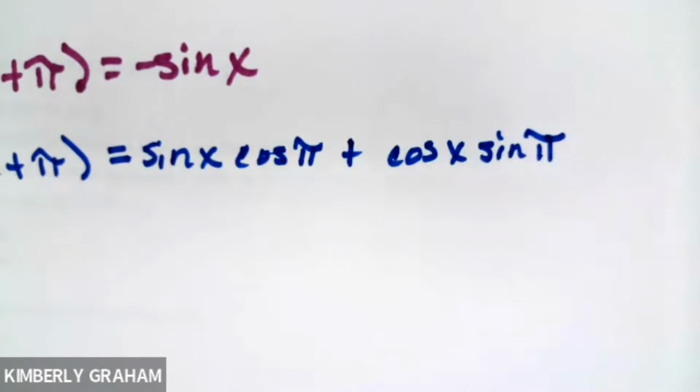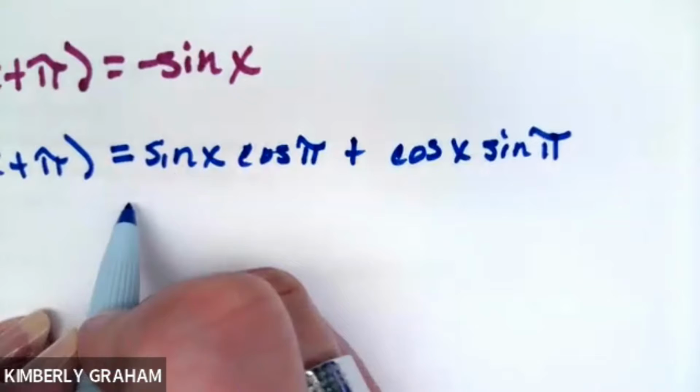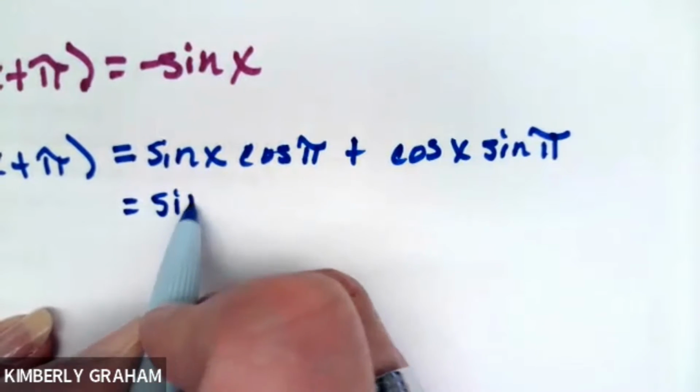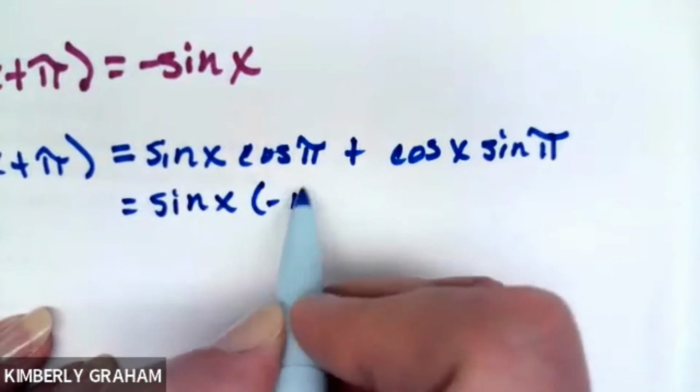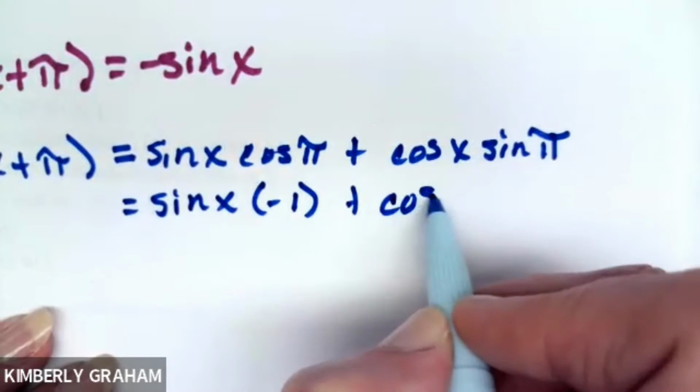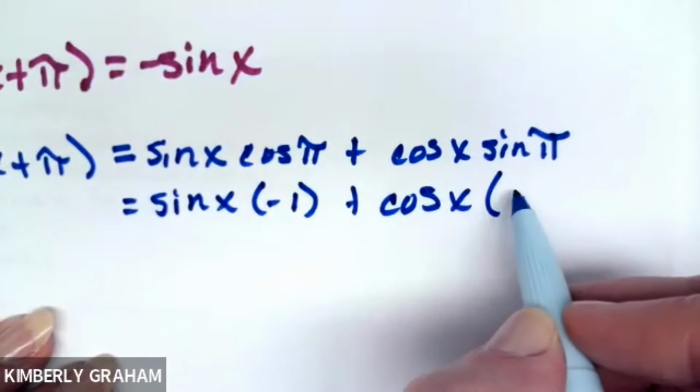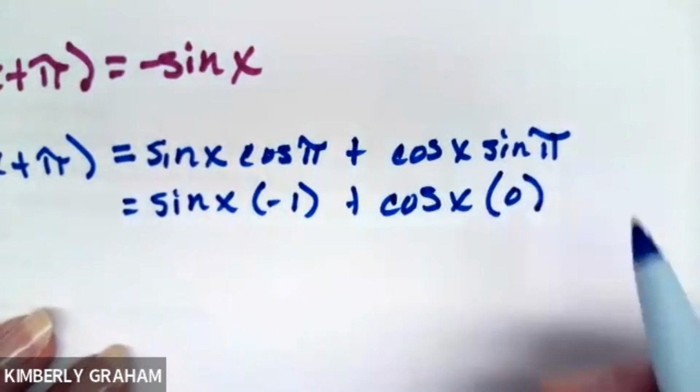Well, from here, I can use my calculator or my reference sheets with my table of values or my unit circle, whatever you want to do to figure out what cosine of pi is. Okay, so cosine of pi is -1. Sine of pi is 0.